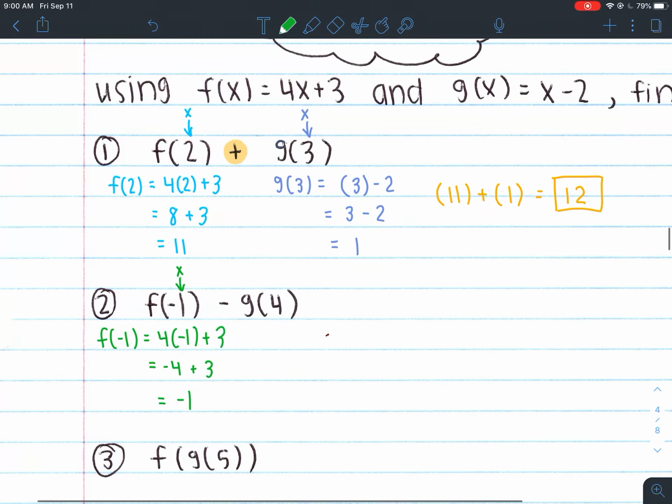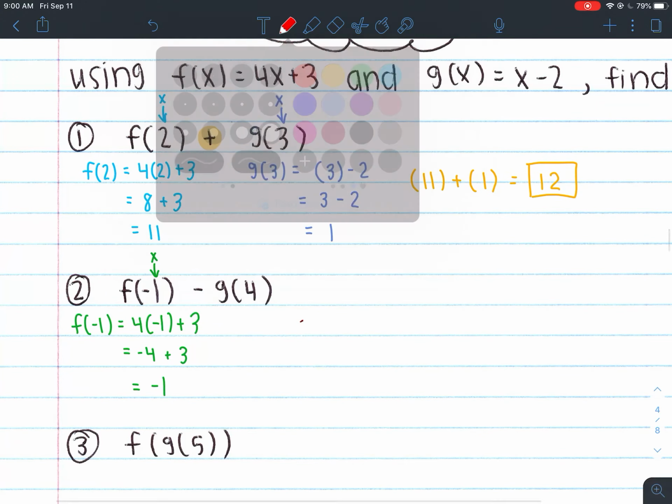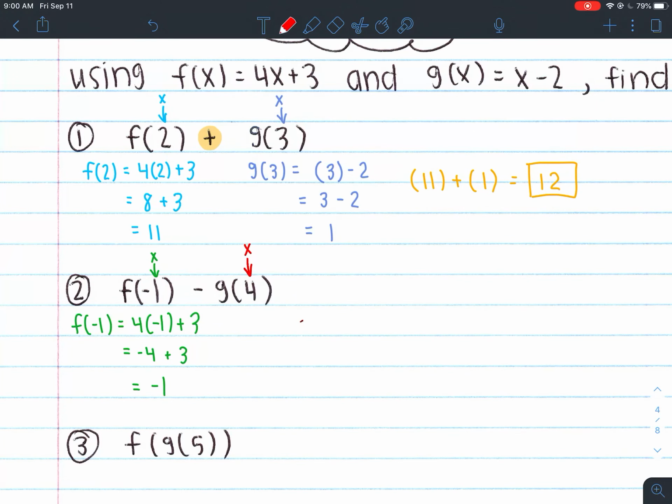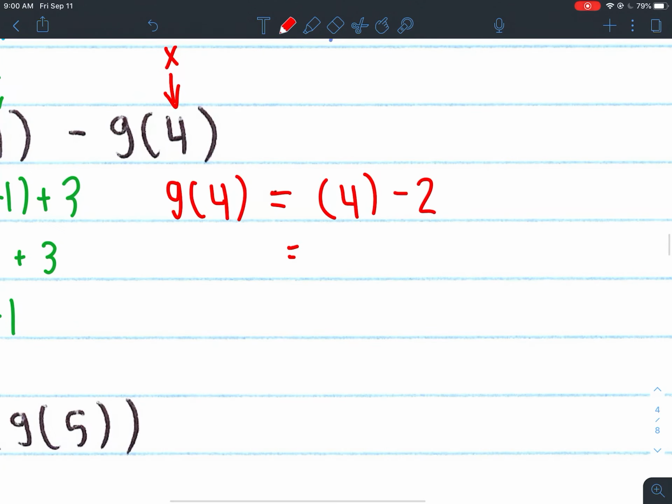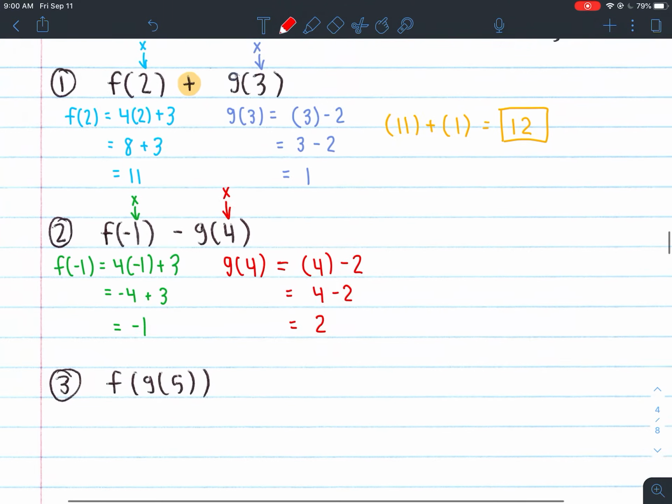Now I'm going to go find g of 4. Well, I'm going to go ahead and use the other one, which is, remember, g of x, and now it's g of 4. So I'm going to solve for this by plugging in a 4 anywhere I see an x. So I plug in a 4 here, minus 2. Again, we're using the g function. So parentheses of just 4 is just going to be 4 minus 2, and that's going to equal positive 2. 4 minus 2 is 2.